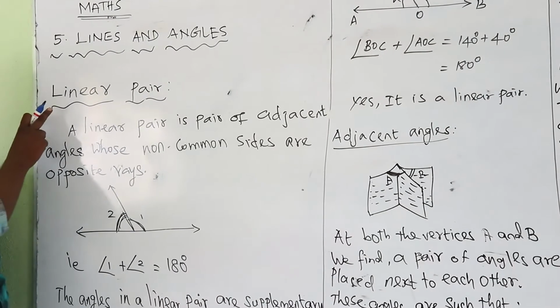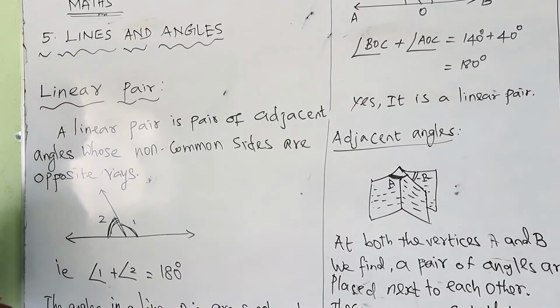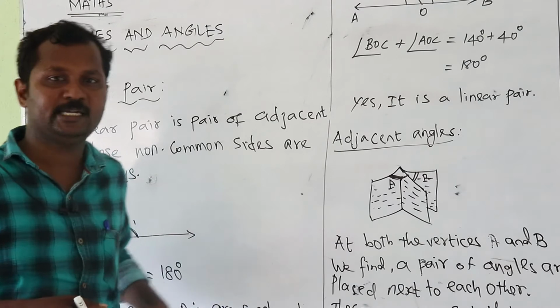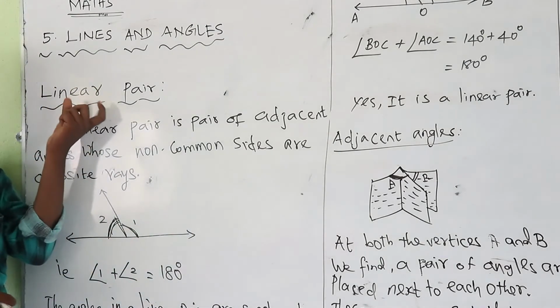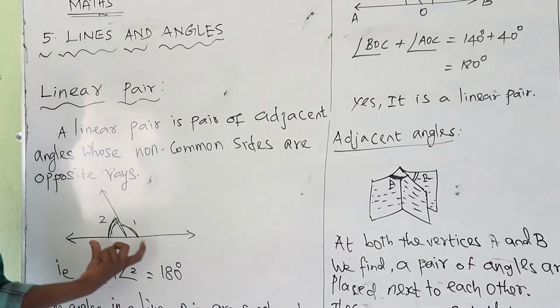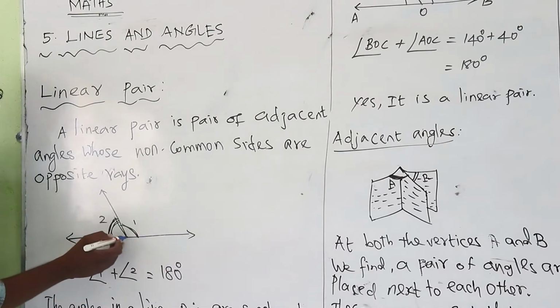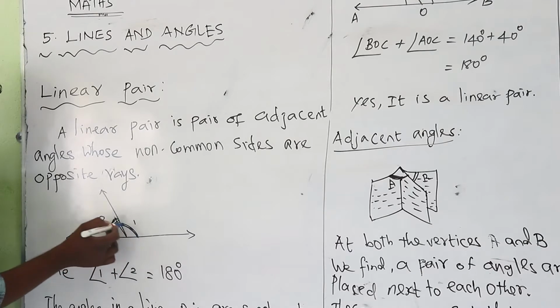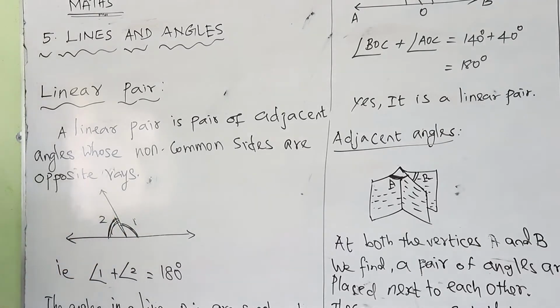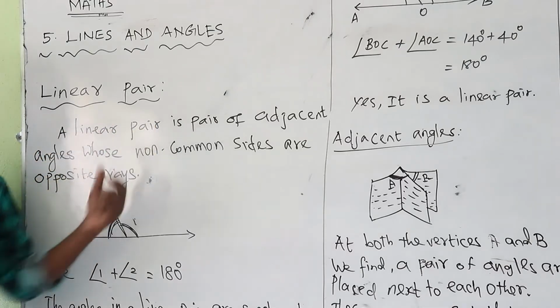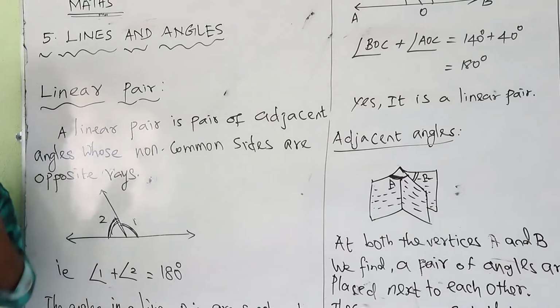Today we are going to see linear pair, adjacent angles, vertically opposite angles. First we are going to see the linear pair. See this figure. This is a straight line. This is one angle, and here is another angle.